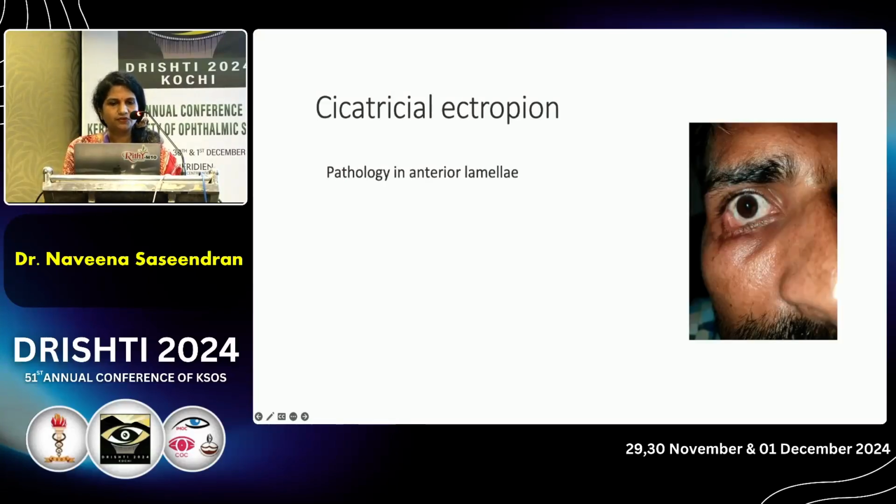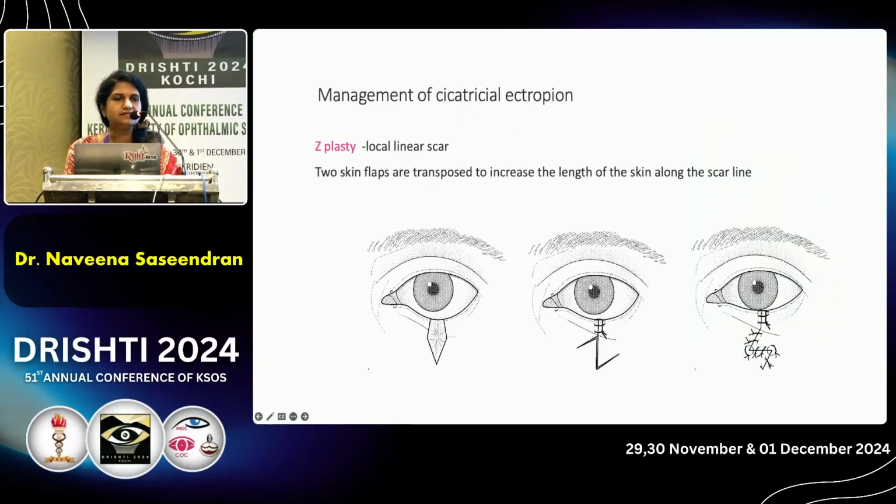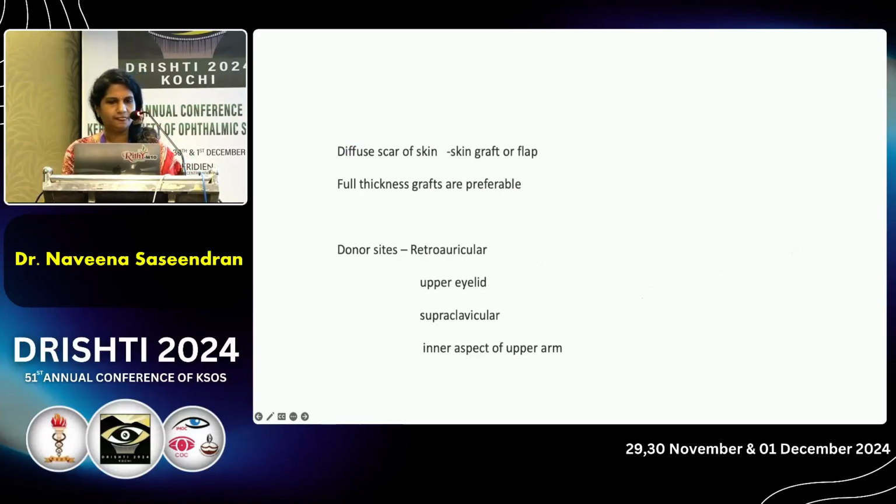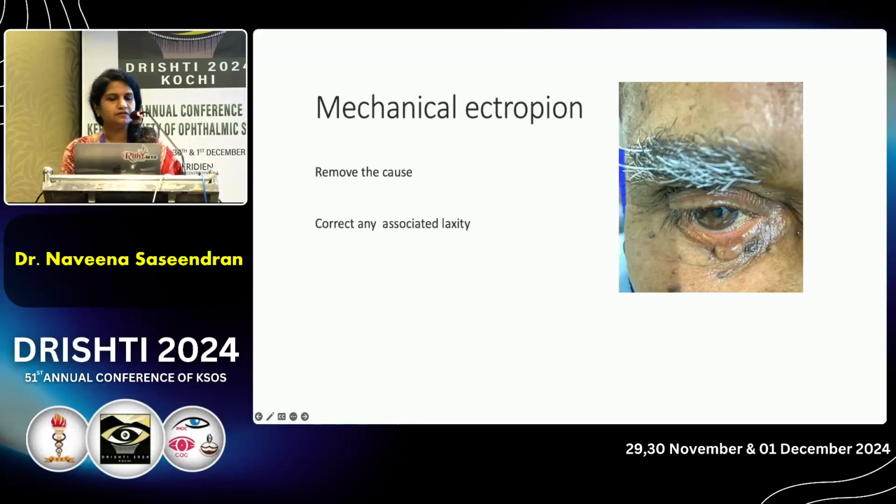Cicatricial ectropion, the main pathology lies in the anterior lamellae. So, if it is a local linear scar, we can go for a Z-plasty, where 2 skin flaps are transposed to increase the length of the skin along the scar line. In diffuse scar, we can go for either skin flap or skin graft. In case of skin graft, full thickness skin grafts are preferable. Mechanical ectropion, always remove the cause and treat any associated laxity.